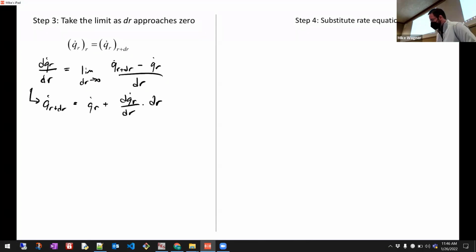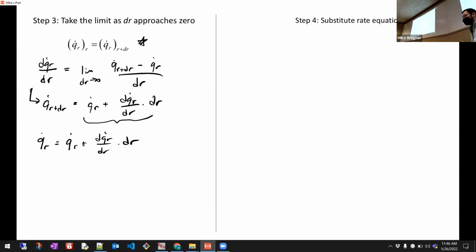Now we can take this and substitute it into the equation up here, our energy balance equation. We end up with q̇r equal to q̇r plus dq̇r/dr times dr. Now we can do some simplification. This goes away, same thing left and right. We're left with this term over here having to be equal to 0.